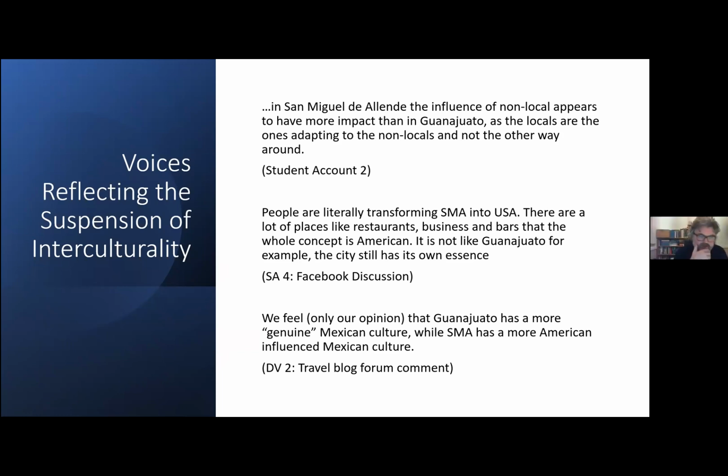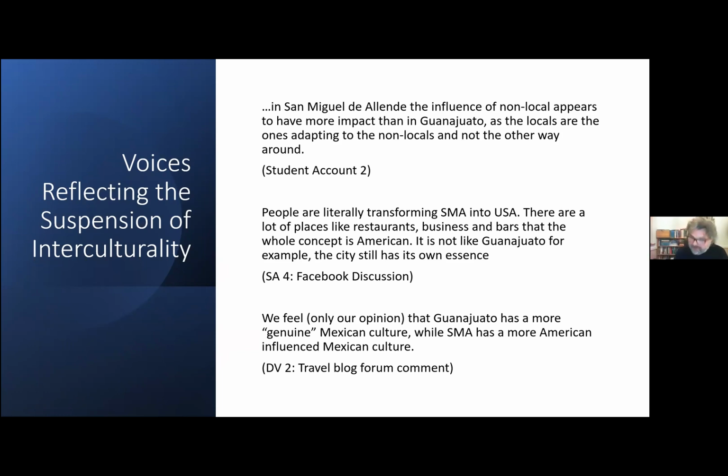So what's very interesting is that this notion of suspension of interculturality was identified, not using technical language, by both our students and in some other contexts. So the sense that something is wrong with San Miguel, that it's lost its authenticity, which is in contradiction with what many of the North Americans selling the city say, that it has a Mexican authenticity. And this is often compared to Guanajuato.